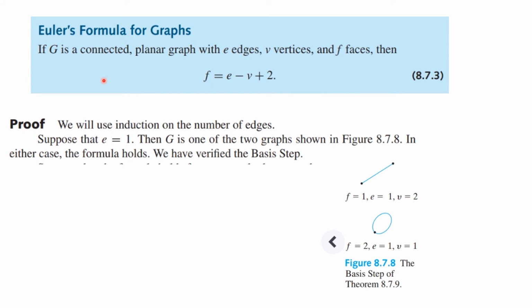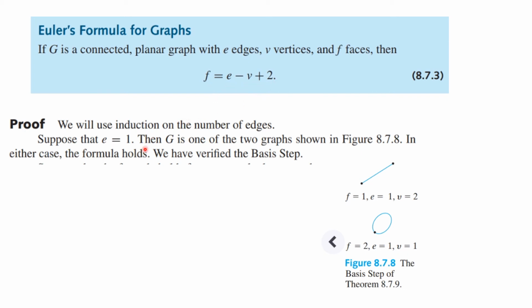Now we come at long last to Euler's formula. We've used this many times. It is an important formula in graph theory, but now we're going to prove it, and we're going to prove it by induction on the number of edges. So if G is a connected planar graph with E edges, V vertices, and F faces, then F is equal to E minus V plus 2.